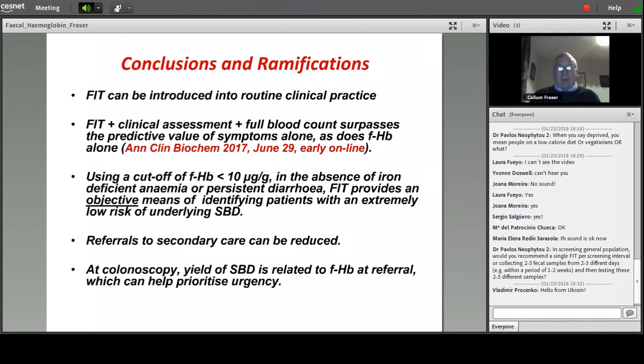In addition, at colonoscopy, the yield of bowel disease, as I've just shown, is related to the fecal hemoglobin. The higher the fecal hemoglobin, the more likely it is that there will be significant disease.